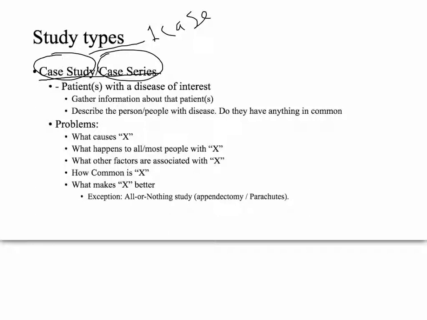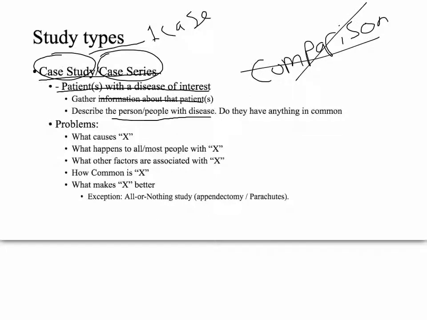So basically you identify a person with a disease or condition of interest, you get information from those people, and then you describe the person or people with the disease. Do they have something in common? You do not compare in a case study. Usually there is no comparison to a control group. You're simply just looking at the person who has the disease.